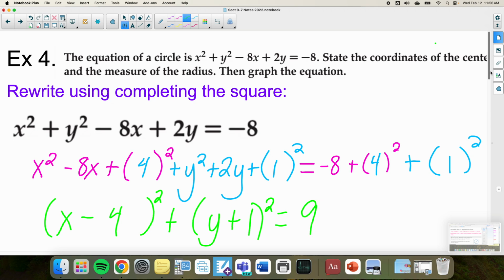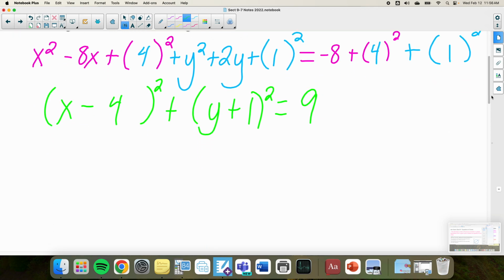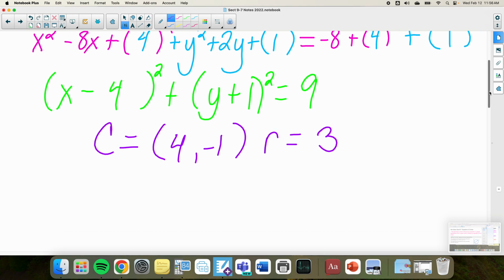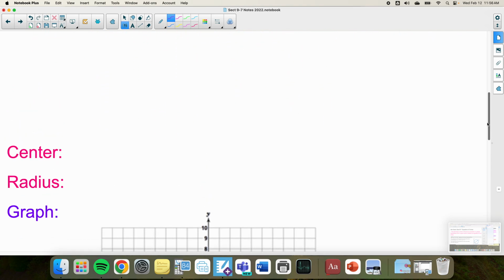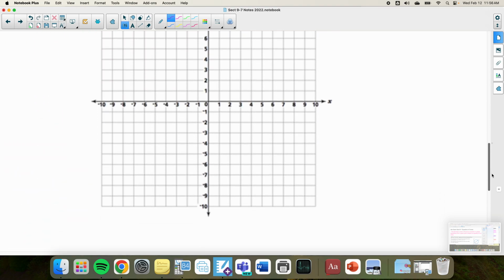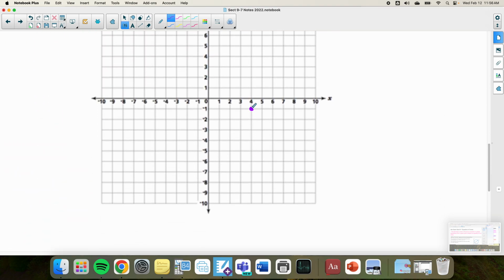Okay. So now I can say what my center is. What is that? 4, negative 1, and my radius is 3. So if I go down, my center is 4, negative 1, and my radius is 1, 2, 3 in all 4 directions.